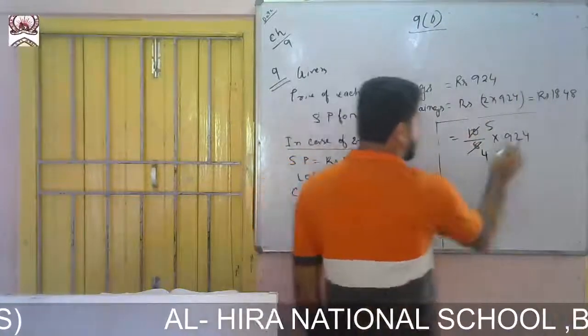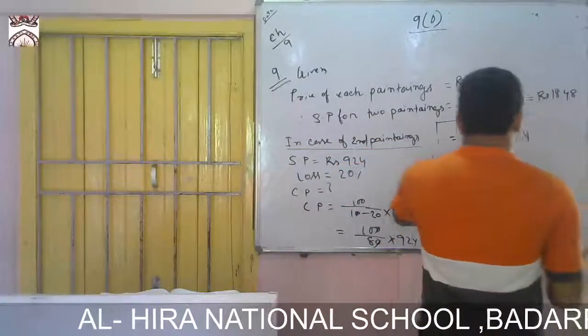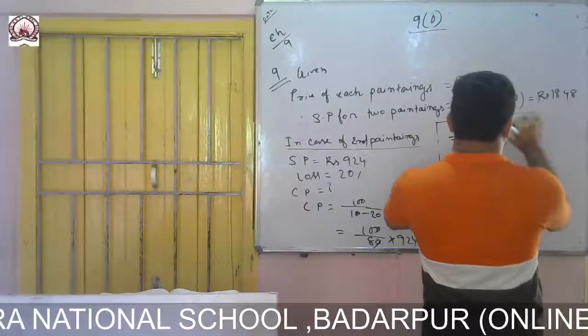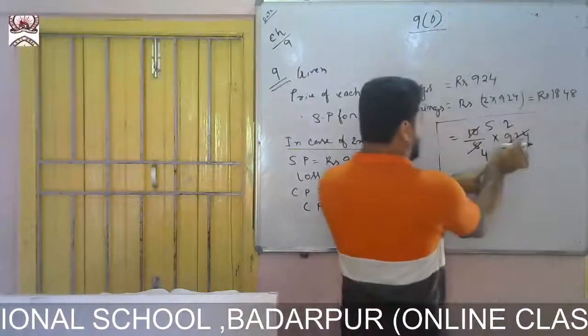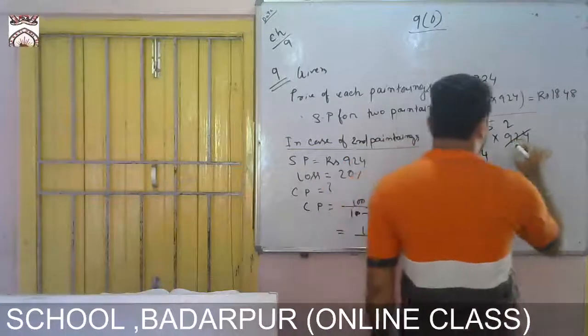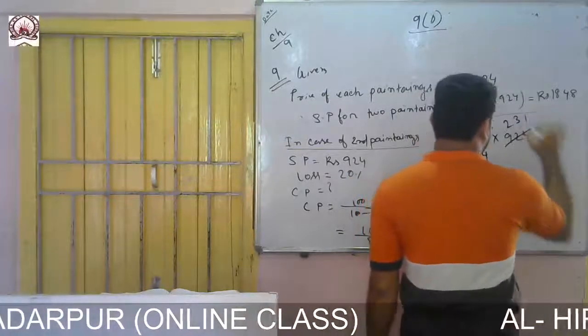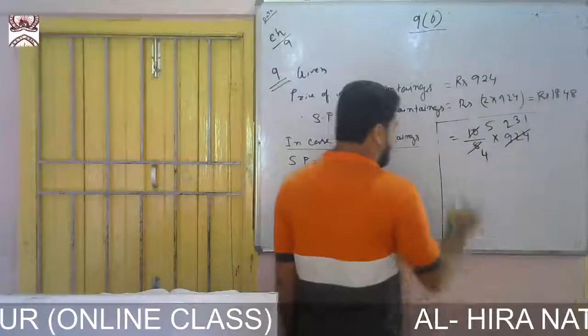Okay, now let us cancel this one with 4. 4 1s are 4, 4 2s are 8, remain 1, 12. That means 4 3s are 12, remain 4, 4 1s are 4.